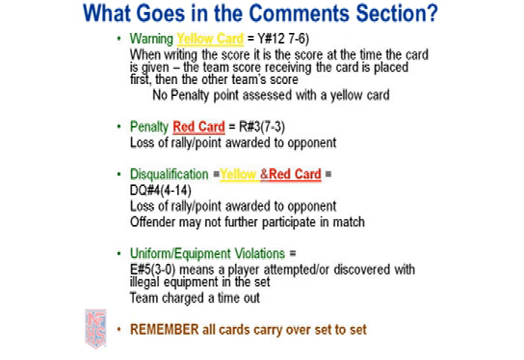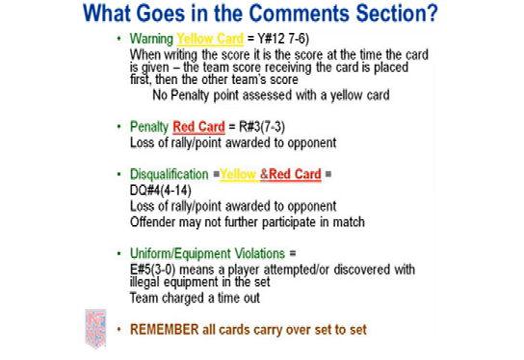A warning, yellow card: Y, number 12, 7-6. Y meaning yellow card, to whom it was given, the player number or coach, and the score. When a score is written, it is the score at the time the action occurs. The team who is given the card, their score is written first, then the opponent's score. So in this example, the visitor team had 7 points and the home team had 6 points. There is no penalty point given with a yellow card.